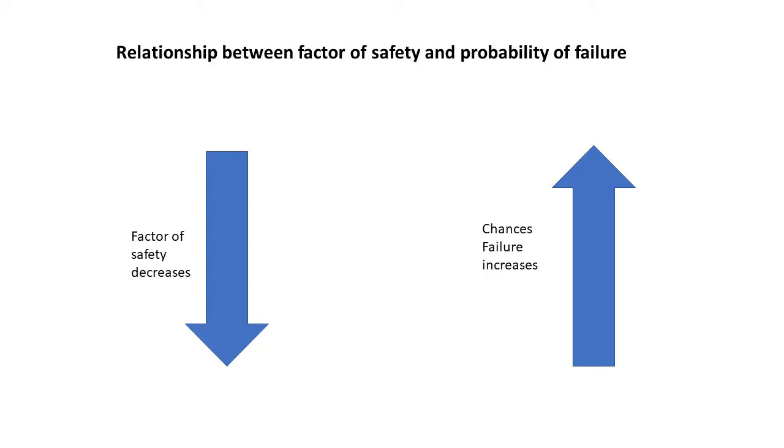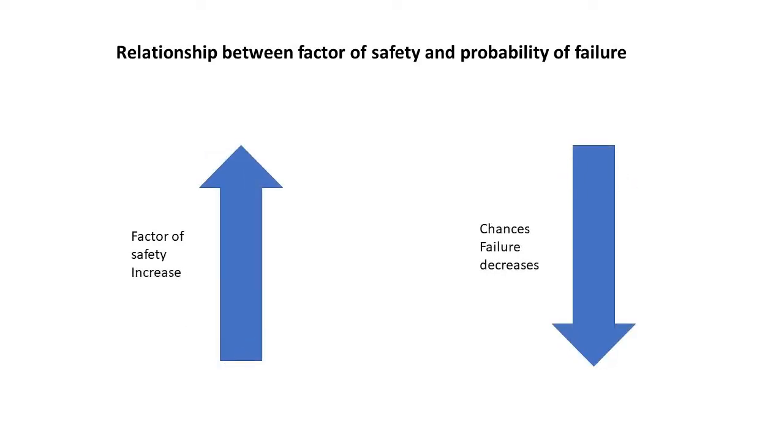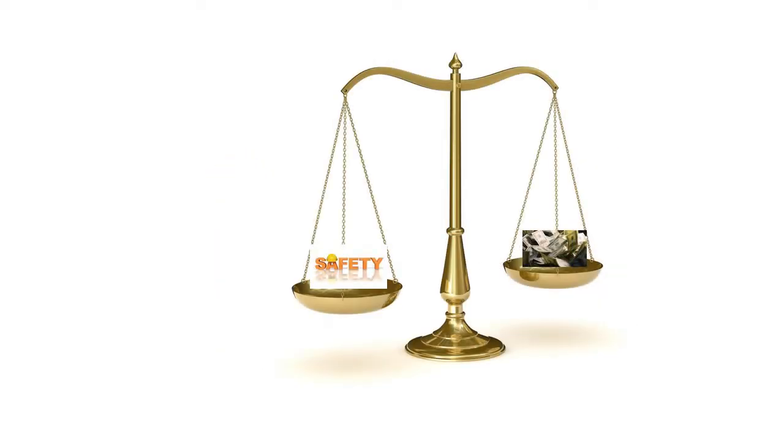If the factor of safety is too small, the likelihood of failure increases. This is not acceptable. However, if the factor of safety is too large, it's referred to as over-engineering. This means that the materials are wasted and more money is spent. Engineers therefore have to ensure a high level of safety without spending too much.